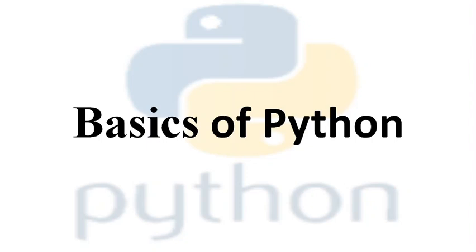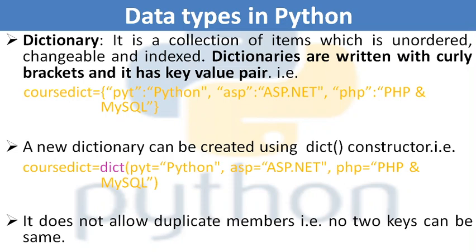In my last video, I discussed the set data type in Python. Today, I am going to discuss the dictionary data type in Python. Dictionary. It is a collection of items which is unordered, changeable and indexed.